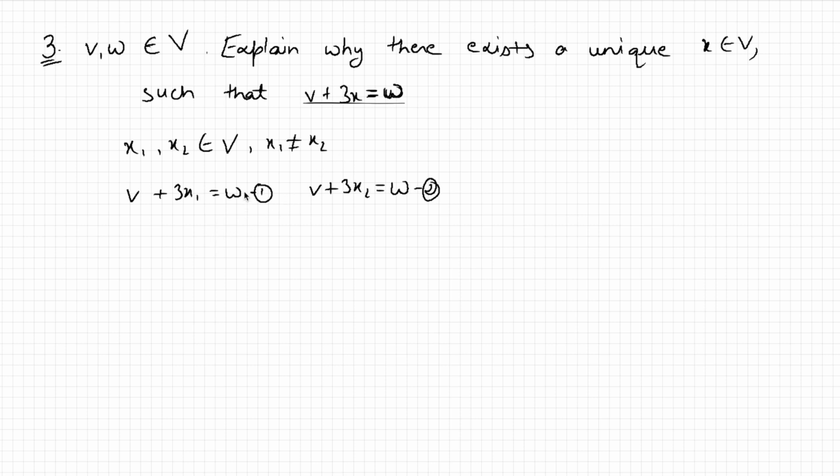So how do I do this? Well, this is one equation, this is the second equation. Let's subtract 2 from 1. So what will we have? We have V plus 3x1 minus V plus 3x2 equals W minus W.